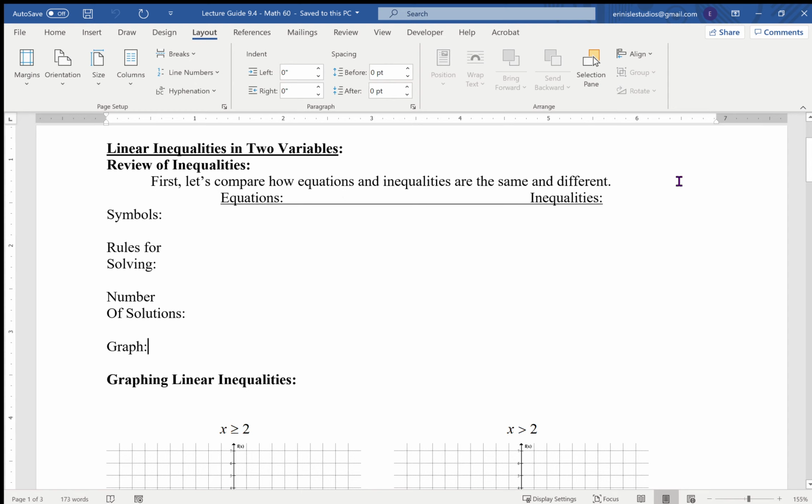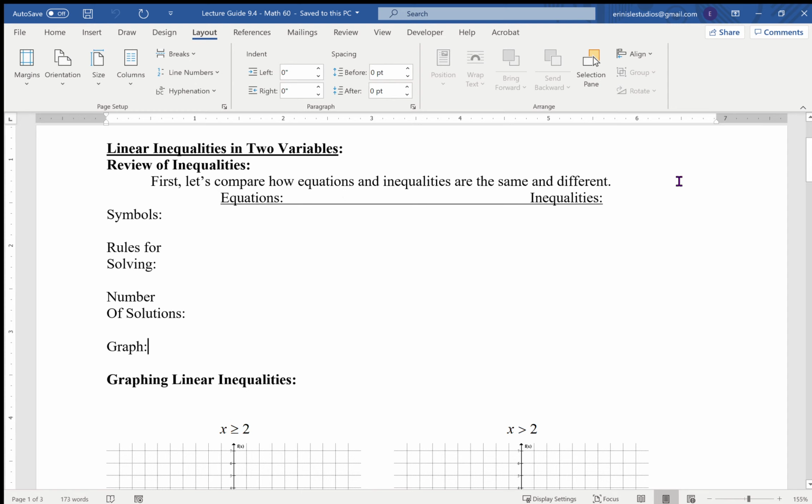Sorry, I'm going to erase that. Rules for solving an equation. Basically, GMDOS, and you isolate the variable. The number of solutions of an equation, 1.